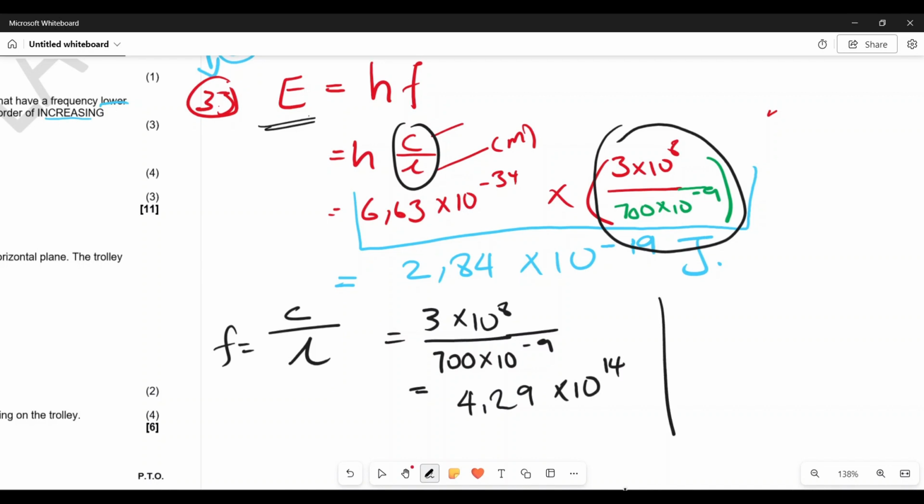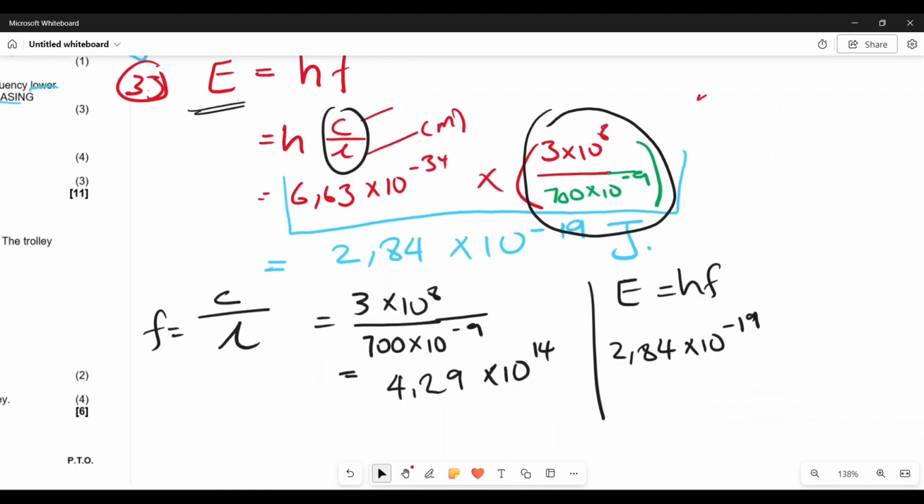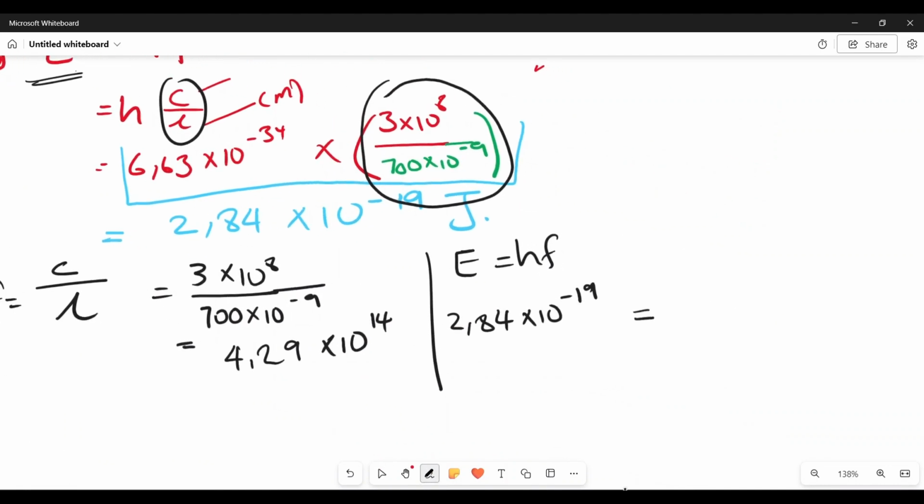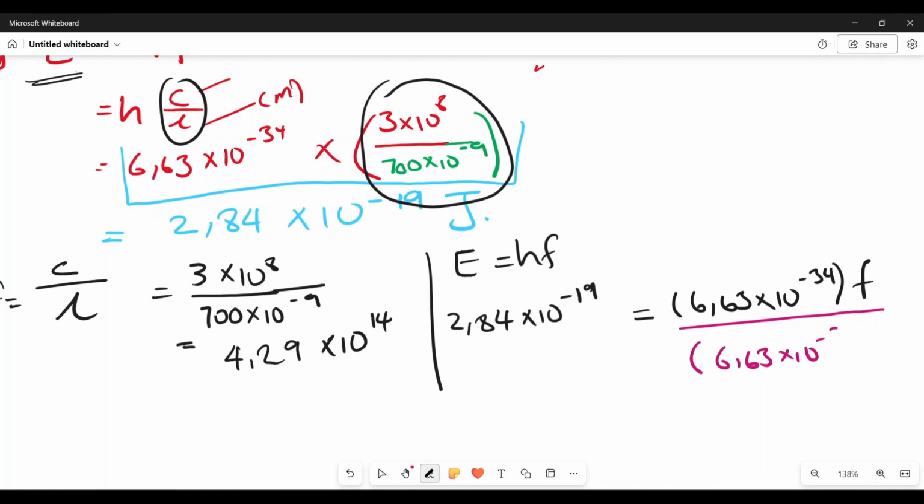Alternatively, you could use the energy of your photon formula. Remember, you calculated your E as 2,84 times 10 to the power negative 19, and this equals h times f. Your h is a constant, which is 6,63 multiplied by 10 to the power negative 34, multiplied by f. To solve for f, because it's multiplying, I'm going to do the opposite and get rid of the 6,63 times 10 to the power negative 34 by dividing, so that these cancel out. And remember, what you do on the left, you must also do on the right: divide by 6,63 times 10 to the power negative 34.